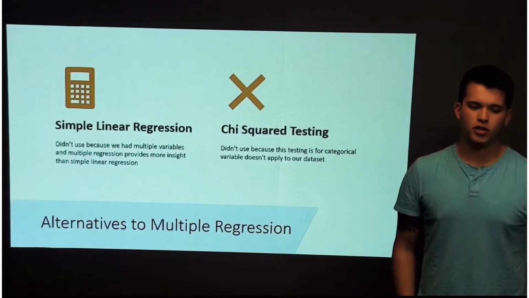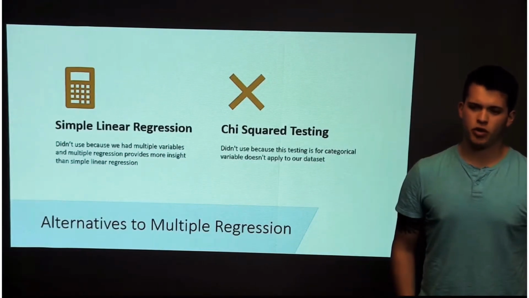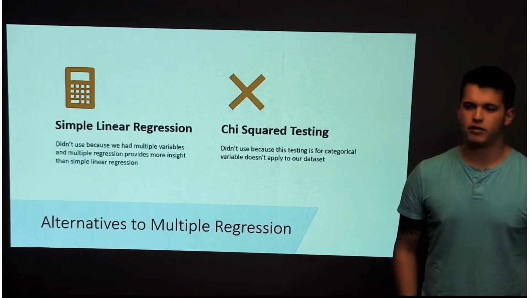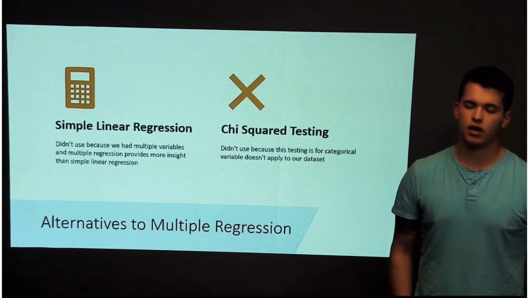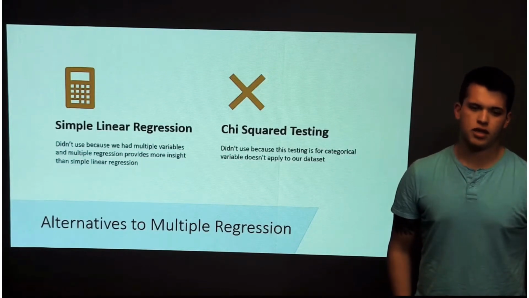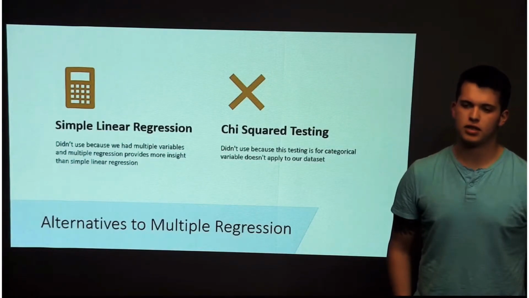Here are a couple alternatives to the multiple regression that we considered. One was a simple linear regression, which wasn't quite appropriate to our data set since we had multiple variables, and this wouldn't be able to track the complexity of our data set. The other one was chi-square testing. This wasn't appropriate either because this testing is more for categorical variables, which doesn't apply again, so we did not use either of these.